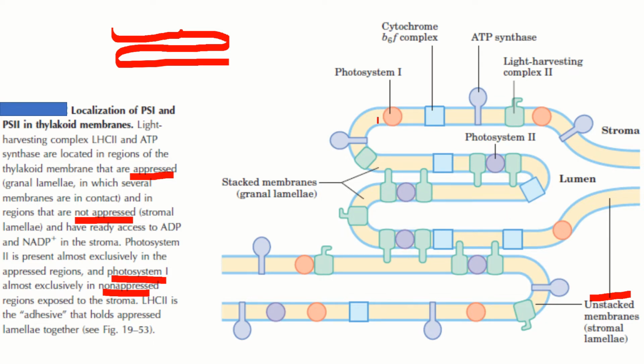Here, this is photosystem 1. You see, the photosystem 1 is present exclusively in the non-stacked region, the non-appressed region, in the exposed region. So, in the stacked regions, photosystem 2 and their related components can be seen, while in the non-appressed region, in the unstacked region, you can see photosystem 1.